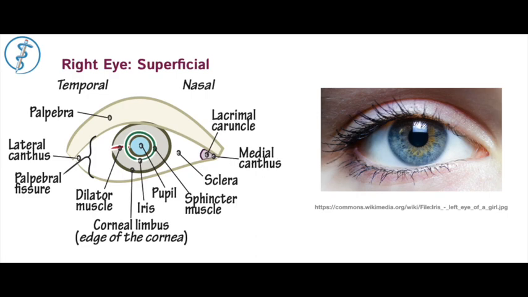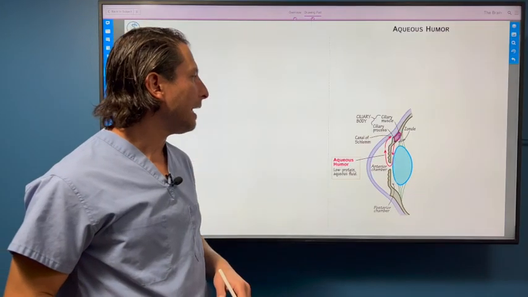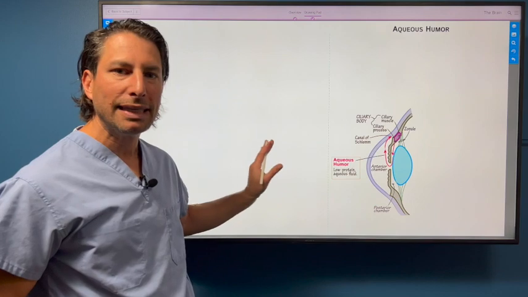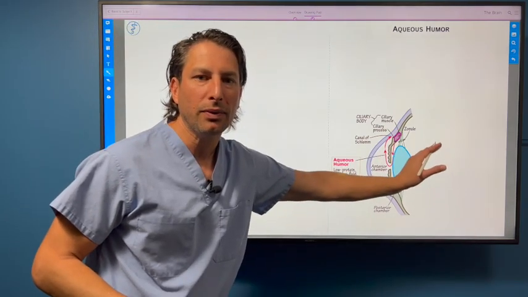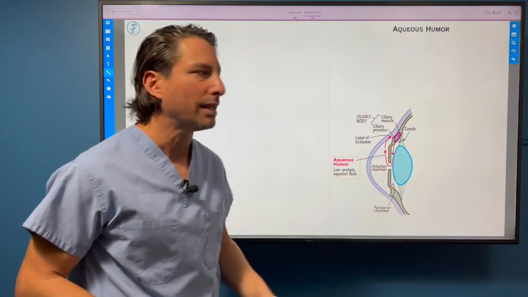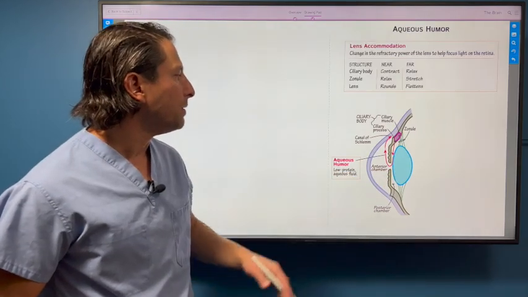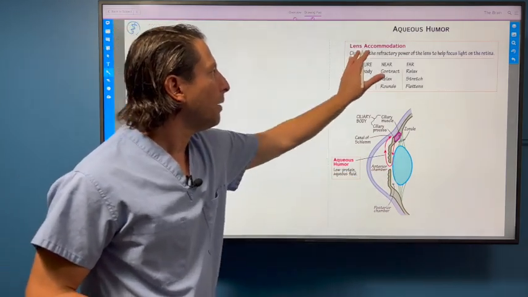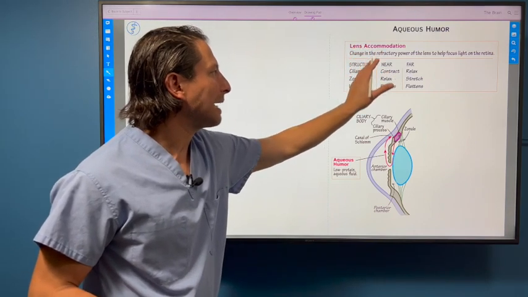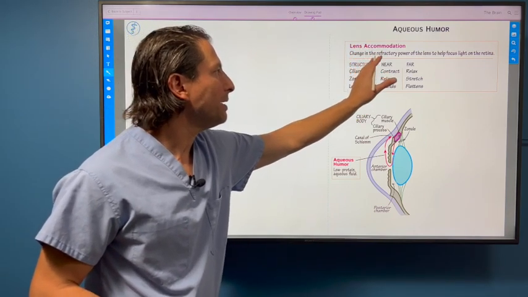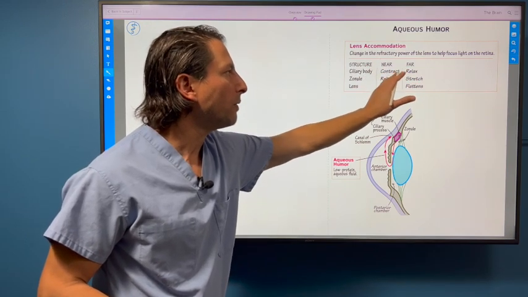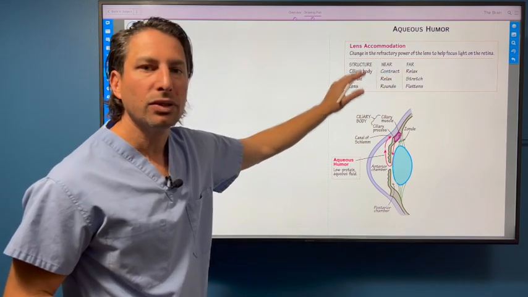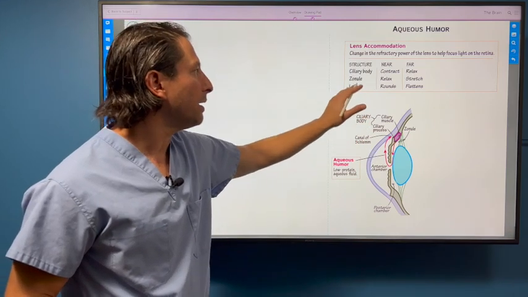So let's talk about the focusing of light and aqueous humor. Basically, we're trying to take a target and put it on the right spot of the retina. We want to put it on the macula, center of vision itself. So how do we do this? Well, we produce lens accommodation. Accommodation is a change in the refractory power of the lens to help focus light on the retina. And there's 3 different structures that are key to this.